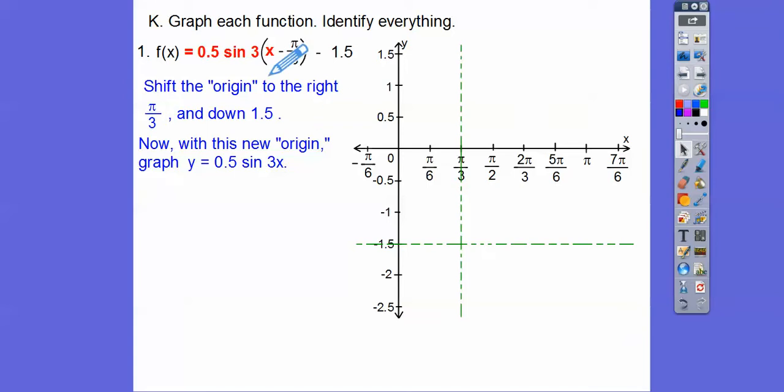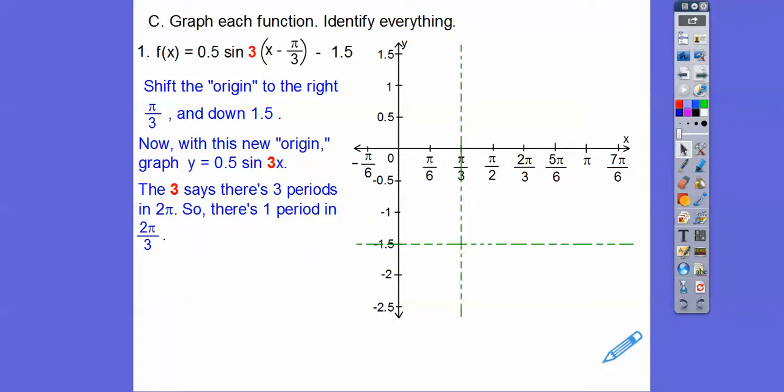We've taken care of that. We've compensated that and that with this new origin. So now this is our new pretend origin right there. Now this 3 says that there's 3 periods in 2 pi because sine is just 2 pi. So dividing both sides by 3, there's going to be 1 period in 2 pi over 3. So my 1 period is going to start here and end here.